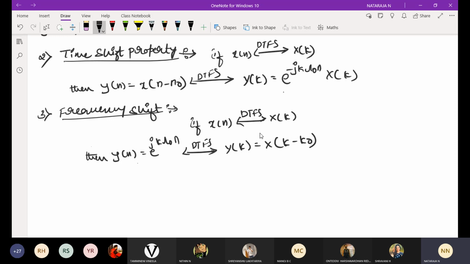If I apply the shifting property with respect to x of n, there is a change in y of k in the time shift, but here it will be opposite. y of n is equal to e power j k naught omega naught n times x of n. We need to prove y of k is equal to x of k minus k naught. This is your frequency domain signal and this is your time domain signal.